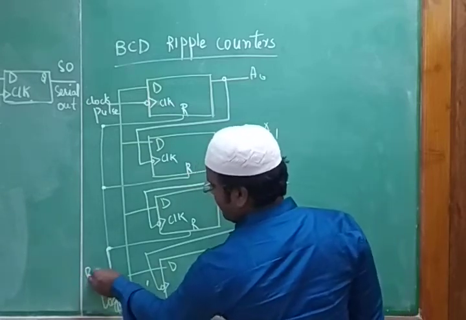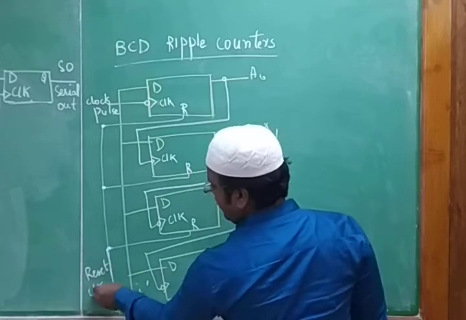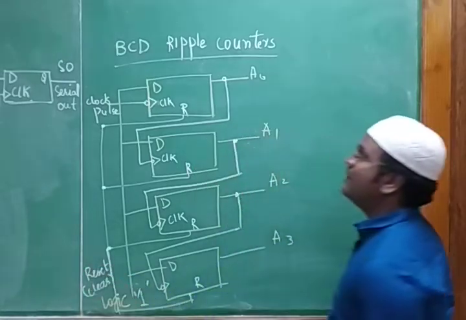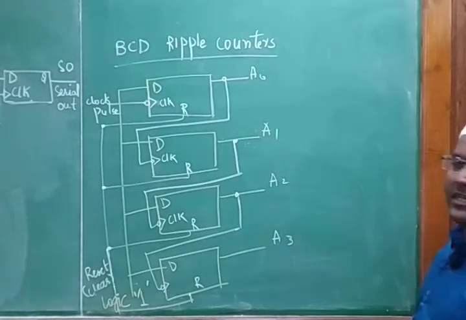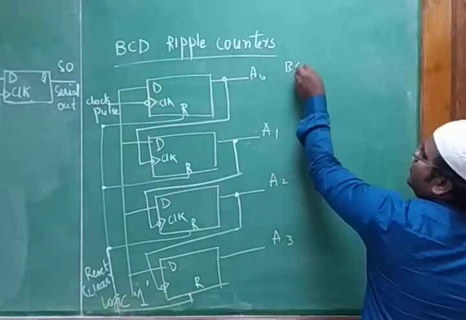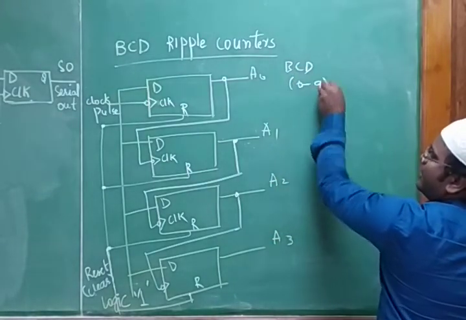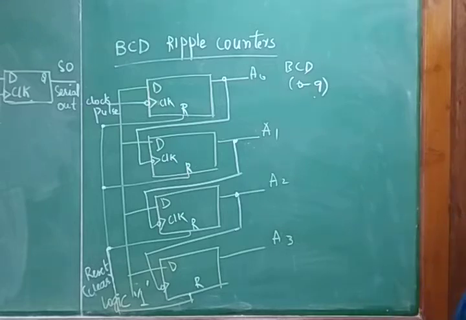This is what? Reset or clear. Right. So this is the way the ripple BCD. BCD means what? What is a BCD code? A BCD code should have from 0 to 9, right? So the bits are from 0 to 9. If you do have this kind of bits, then it's considered to be the BCD code, right? So this is the way we can design the ripple counter.